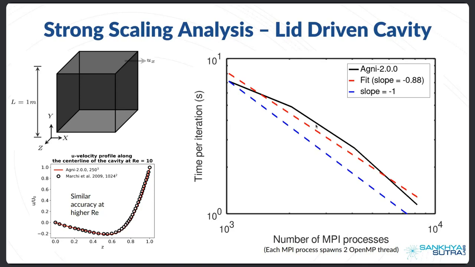The black line that you see here is the time that the simulations for this lid-driven cavity have taken. And if we fit a linear curve to it, we see that the slope is around 0.88. It's not exactly equal to 1, and the reason for that is, although the lattice-Boltzmann method is scalable, for real-life problems, we also have boundary conditions and other operations that do not really scale well with the compute. And because of that, we do have some performance drop.